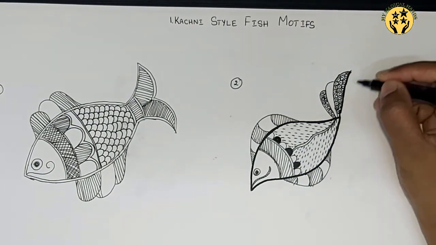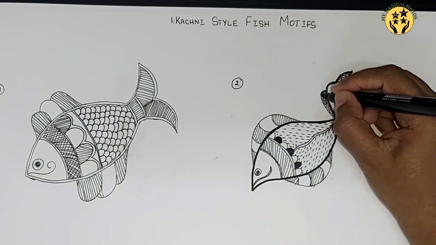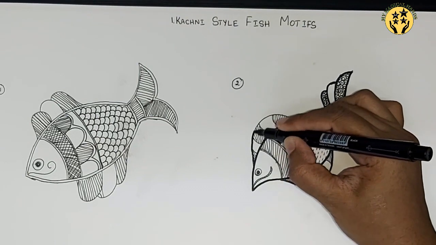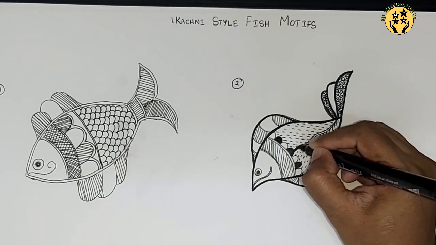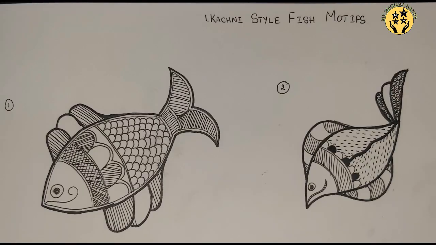As a final step, I just highlight the outlines using thick markers. You can use any thick sketch also. I just highlighted the outlines. It gives a nice look. I hope all of you like this video.